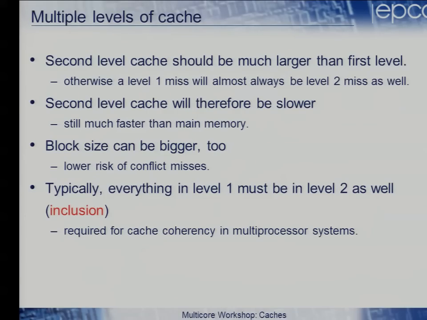Typically, everything in level one must be in level two. So there's a kind of inclusion. You know, basically, if something's in level one, it's also in level two and also in level three. Okay, you don't have gaps, and this is often useful in cache coherency.